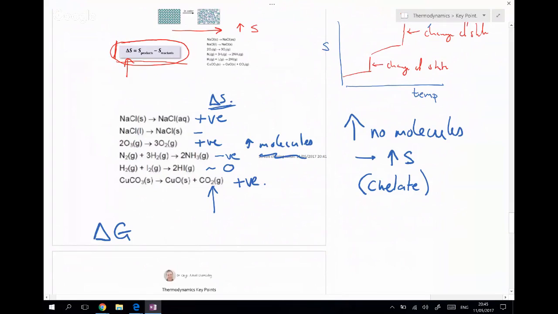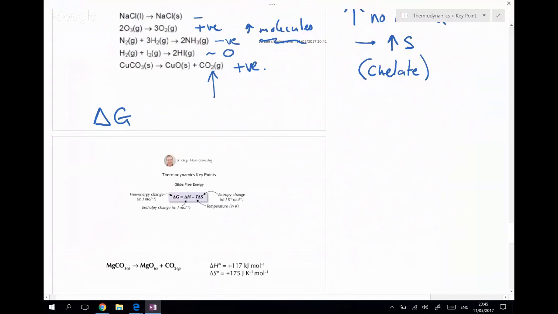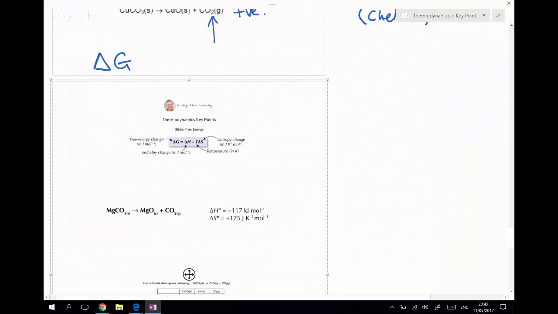Now, I can't remember if we go on to this slide. Yes, well, actually, I'm going to come down here and we'll look at this slide.